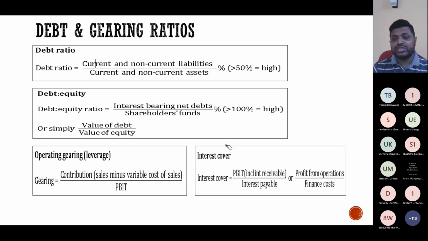Right. It is very important for you to see whether your operation has sufficient cash flows to pay interest and tax, or simply interest, because interest is deductible for tax purposes. Therefore, you have to see whether it is sufficient, right? These debt and gearing ratios are very important. You can work them out and see where the company is going, where the company is heading towards.